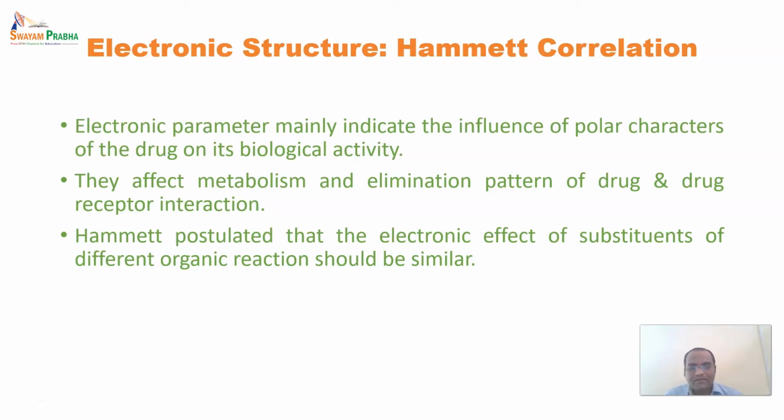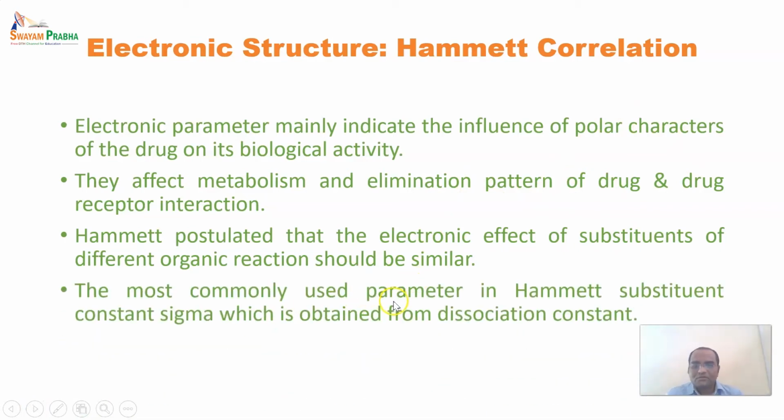He considered benzoic acid as a standard, and after that, what are the substituents, or how a molecule becomes polar, or how a molecule loses its polarity or becomes non-polar. It all depends on the substituent, whether the substituents are electron withdrawing or electron donating, and that is correlated by Hammett. The most commonly used parameter in Hammett is the substituent constant, that is sigma, which is obtained from the dissociation constant.